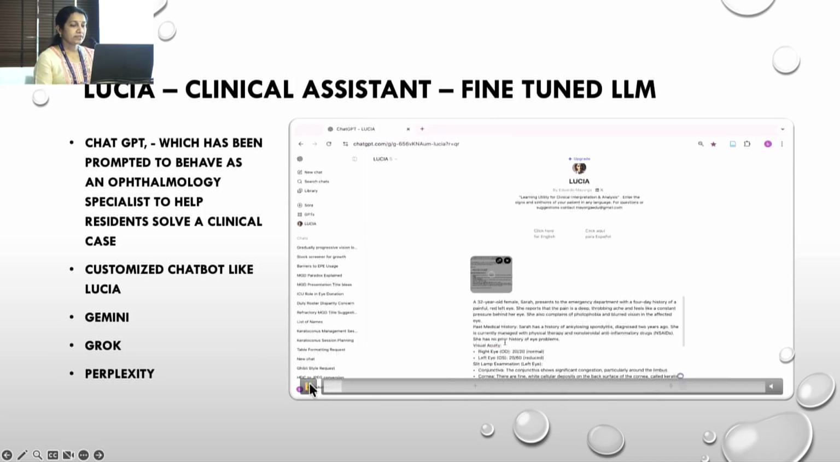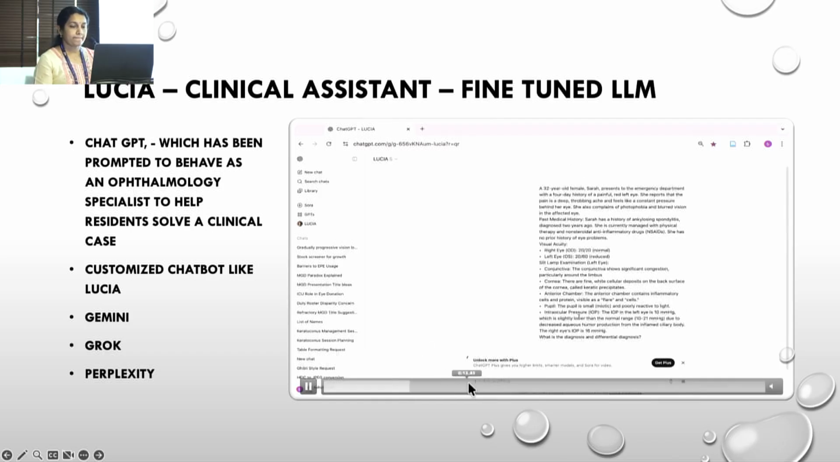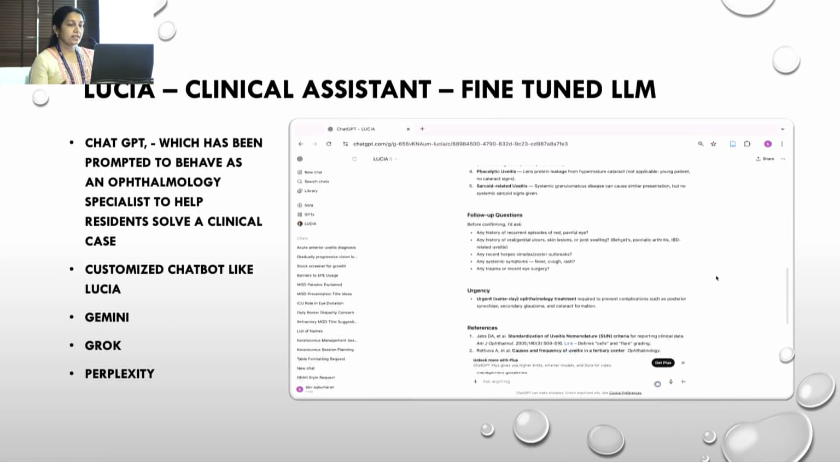Here I am giving the patient details. A patient presented with redness and pain with anterior chamber cells and flare. AI is giving the differential diagnosis, management and follow-up.